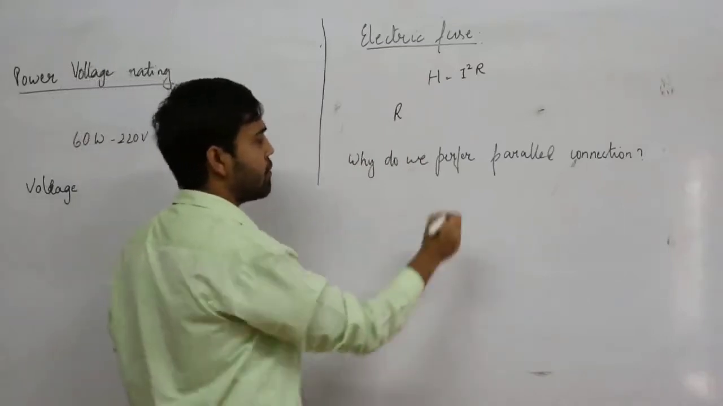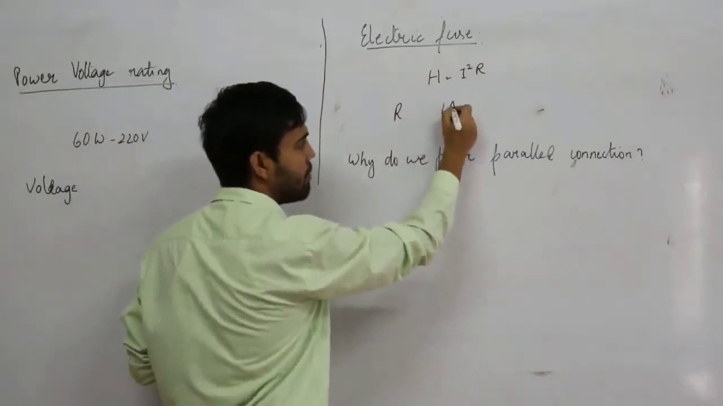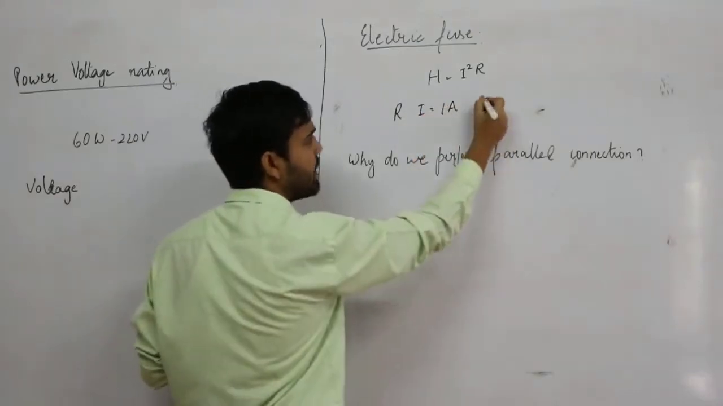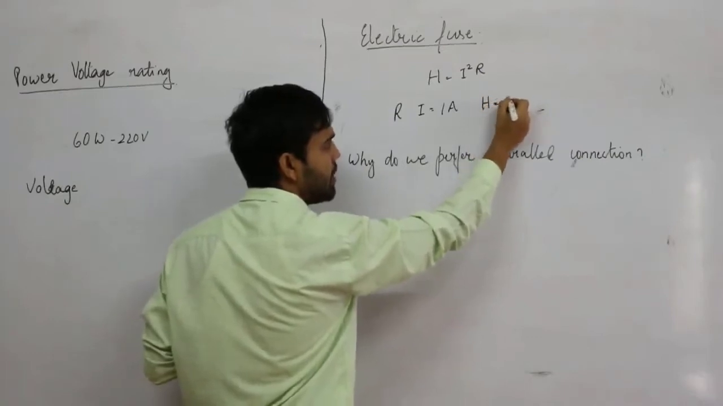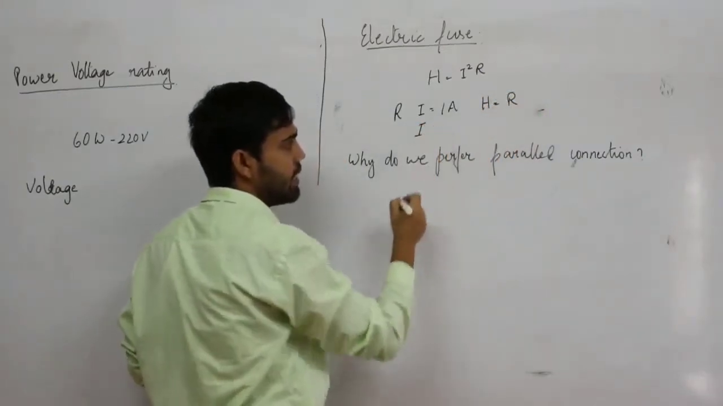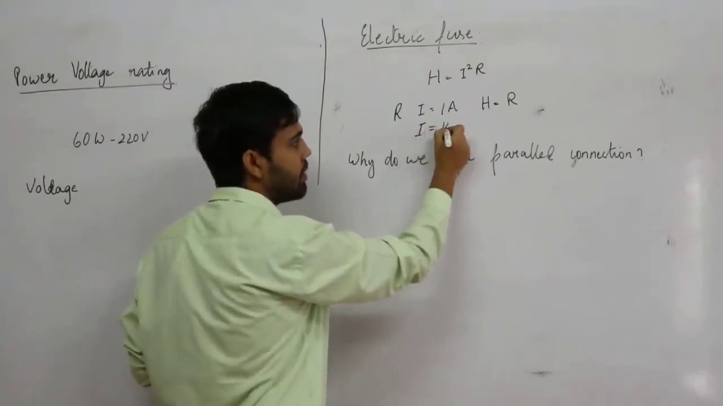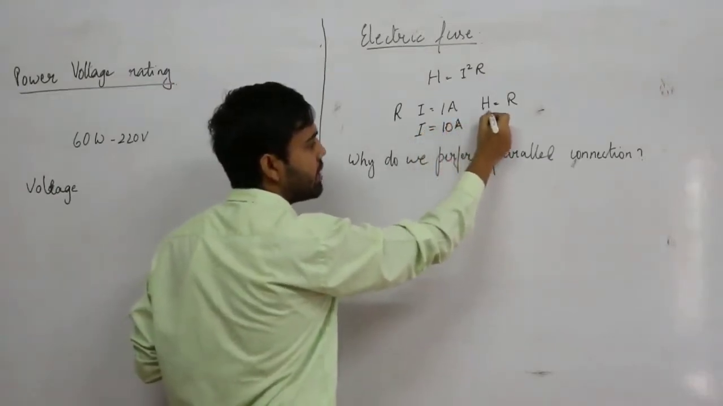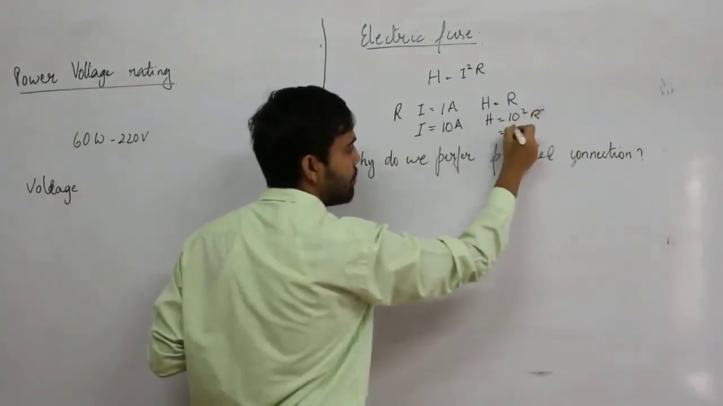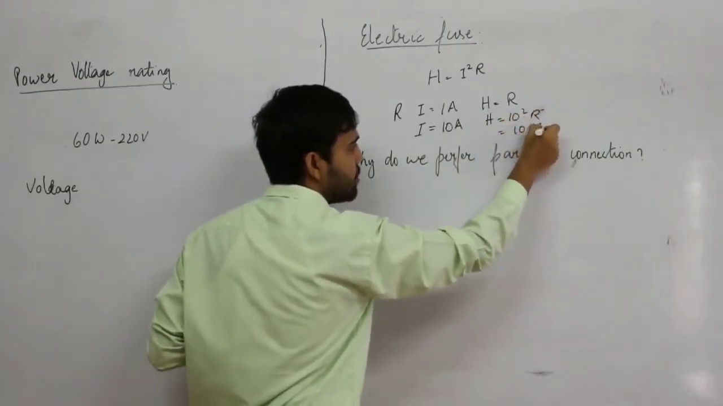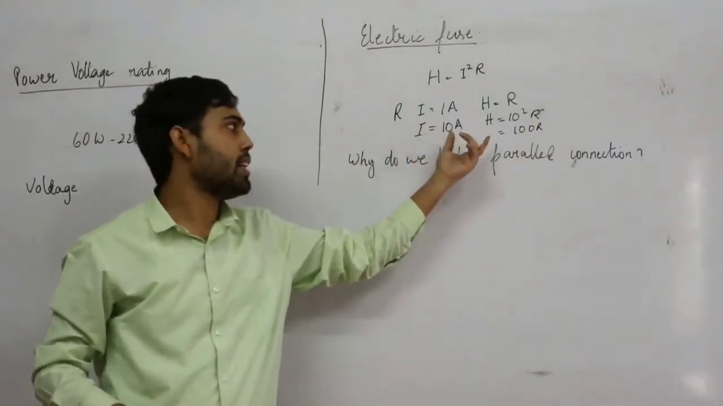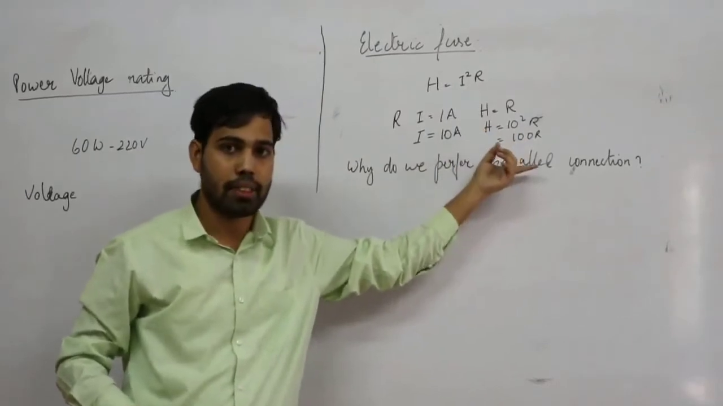When I apply 1 ampere of current, the heat energy produced will be R. But if I increase the current to 10 amperes, the heat energy now produced will be 10 squared times R, so this will be 100 R. You notice that when I increase the current 10 times, the heat energy is increased 100 times.